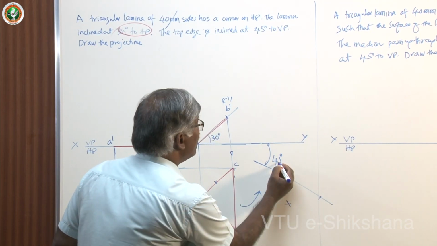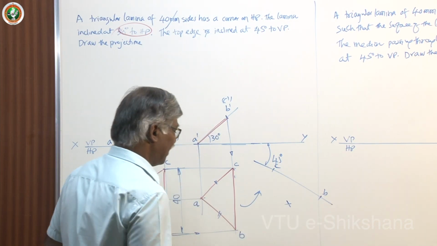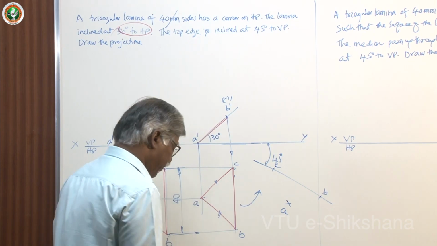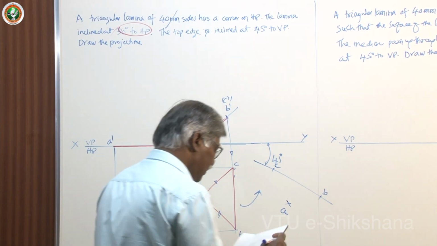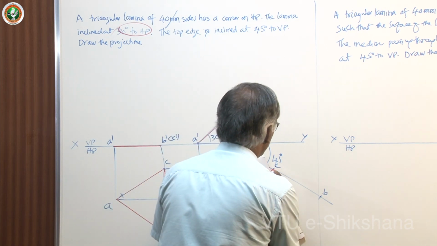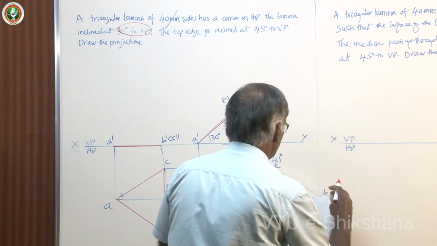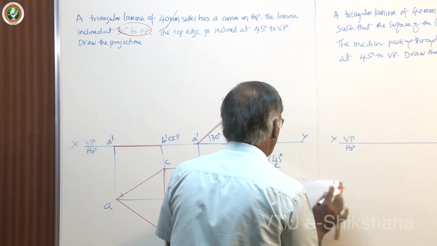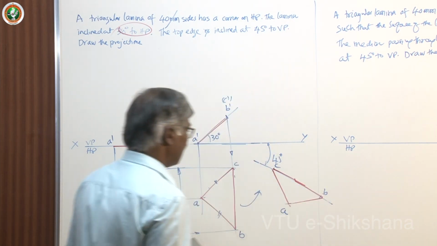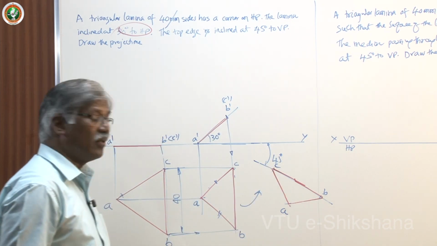From C and B as centers, draw two arcs with the same radius, you get A. This is the apparent shape. So you draw, join those two and get the required figure. Yes, this is the final top view.